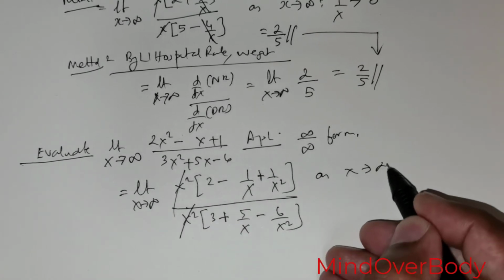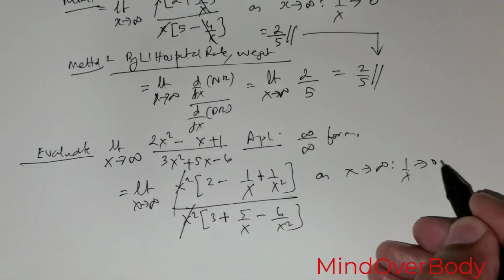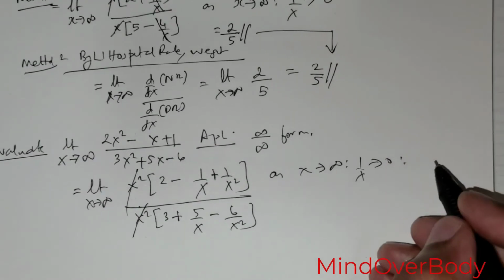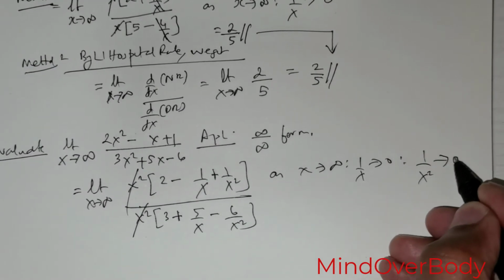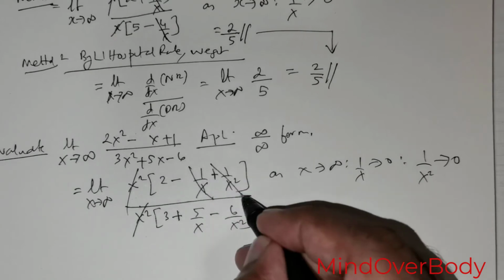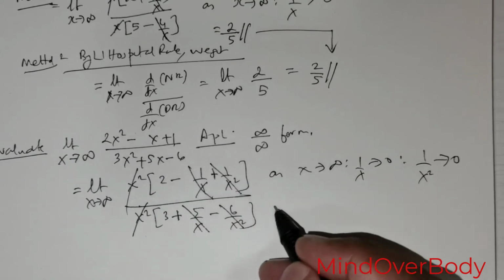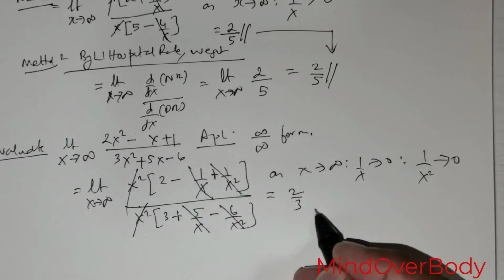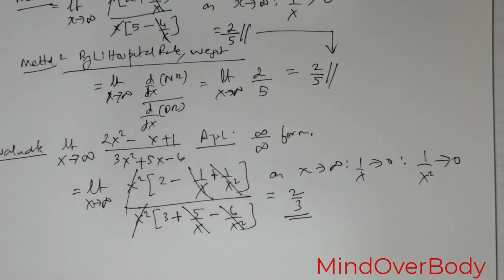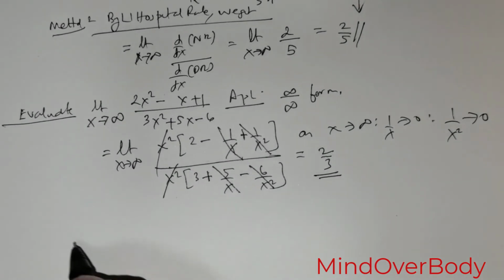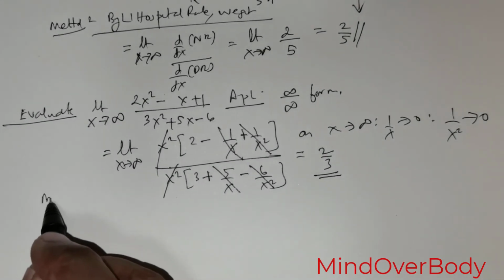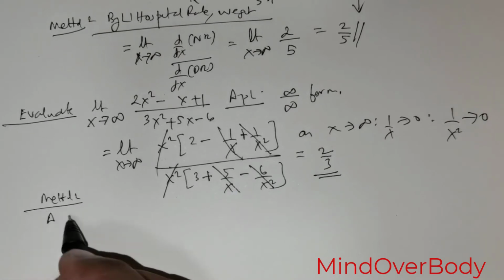Now as x tends to infinity, 1 over x will tend to 0, and 1 over x squared will also tend to 0. So this will be 0, this will be 0, this will be 0, this will be 0. You are left with 2 over 3, which will be the solution. Now applying L'Hopital's rule, let's do method 2.